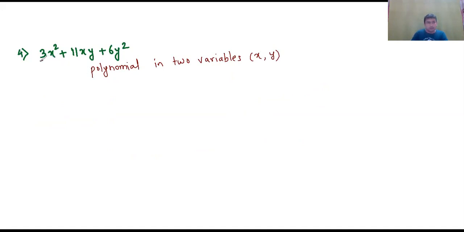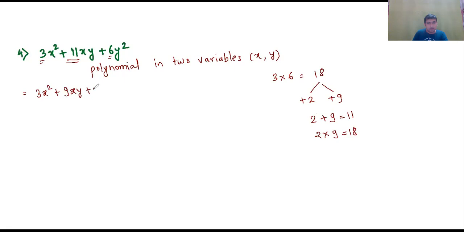Now 3 into 6, which is equal to 18. Now you have to find the factors of 18 such that their addition should be plus 11. So can I say plus 2 plus 9? 2 plus 9 is equal to 11. Multiplication will be 18. So this will be equal to 3x square plus 9xy plus 2xy plus 6y square. Okay, is it clear? So now this is important.